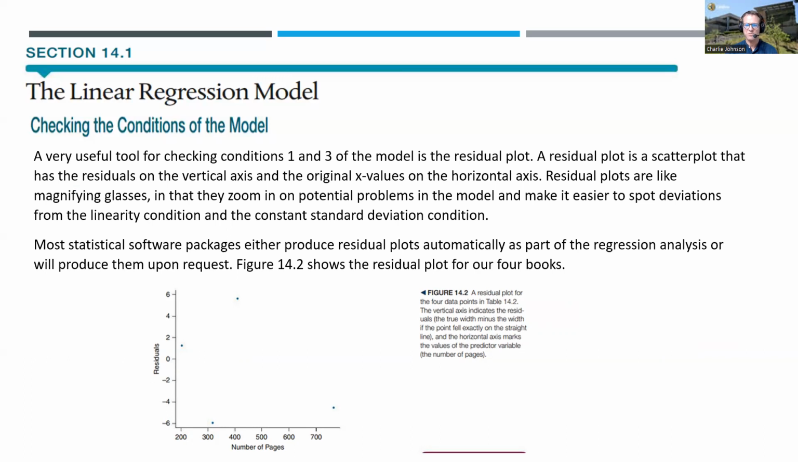Most statistical packages either produce residual plots automatically as part of the regression analysis or will produce them upon request. Figure 14.2 shows the residual plot for our 4 books. So we need to start getting used to seeing these residual plots. You'll see the residuals on the left, 0 being the center line. So we see a residual, or a difference, that's positive for the first one, negative for the second one, positive for the third, and negative for the fourth.